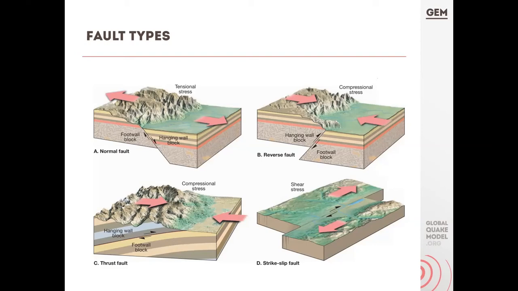If the plates are moving away from each other, and the hanging wall block, the one on top of the fault, is moving downwards compared to the footwall block, this would be called a normal fault. The opposite case would be where you have the two plates compressing. You'll have a reverse fault. The thrust fault is a kind of reverse fault with a very low dip angle. These lead to different kinds of earthquakes, and you can model all of these different geometries in an OpenQuake rupture scenario.